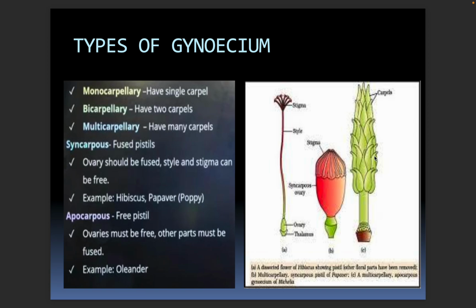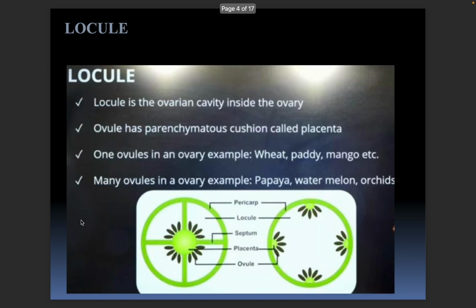See this, all the pistils are free here. This is apocarpous. Syncarpous examples are papaver and hibiscus. These examples are important. Sometimes only the diagram is given in the question, and you have to identify which plant it is an example of. So monocarpellary, bicarpellary, and then multicarpellary, and the difference between syncarpous and apocarpous: syn means when they are fused, apo means when they are free. They are not fused together, they can be separate. You can see over here, this is apocarpous and this is syncarpous.